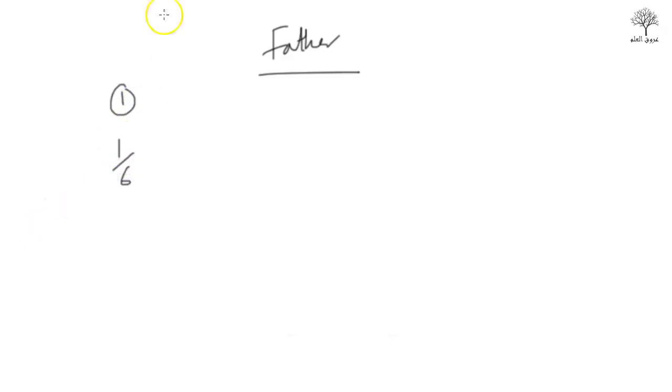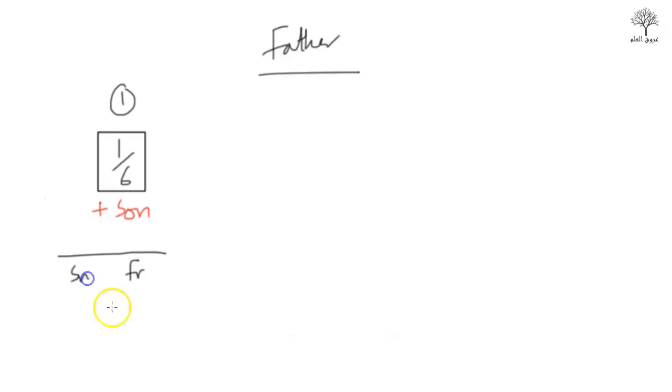Number 1 is that he will receive 1/6. So he will receive 1/6 of the deceased's wealth if there is a son involved. So if there's a son of the deceased and the deceased's father, then it means that the father will receive 1/6. Remember, we say not the son of the father, but the son of the deceased.